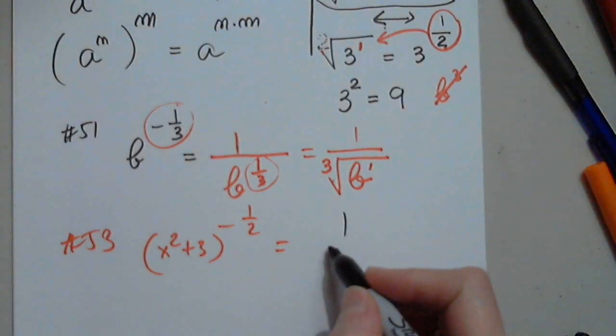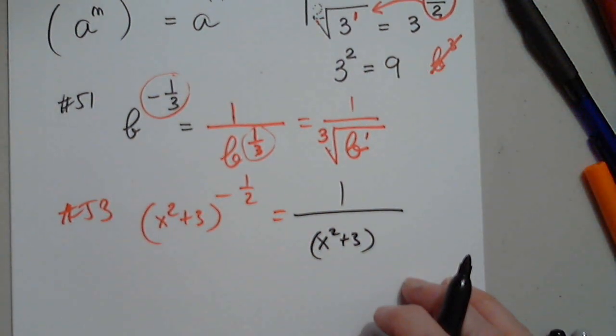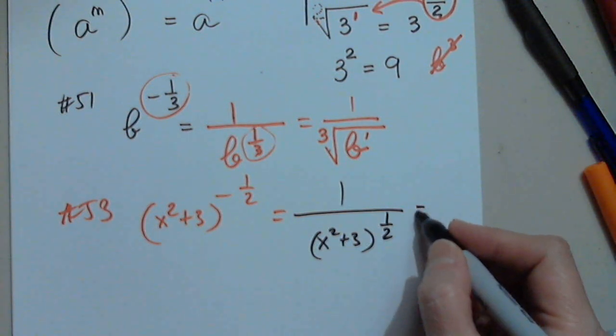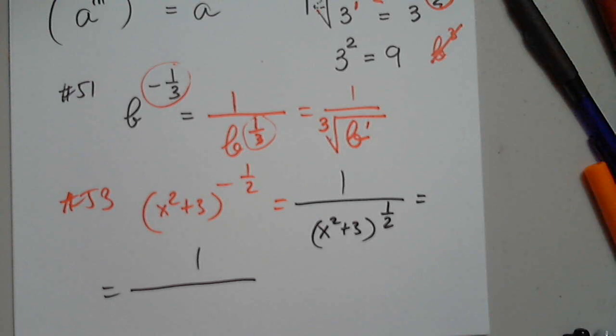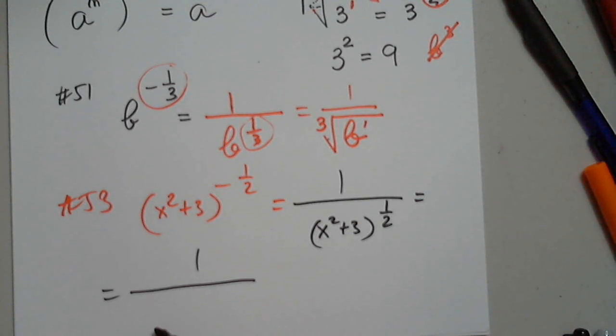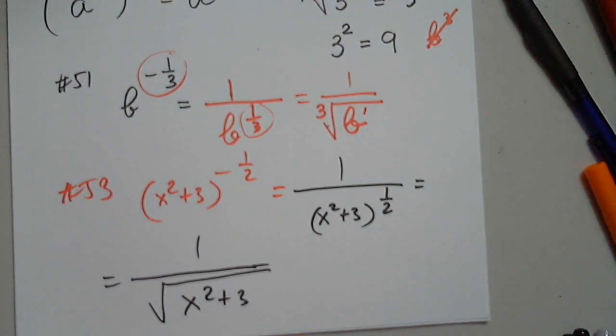1 over? Yes, indeed. The first thing is 1 over x squared plus 3 to which power? Awesome. To the half power? Yes, 1/2. Awesome. And now the final step. What radical is power 1/2? Is it just the square root of x squared plus 3? That's it. And please understand this cannot be further simplified. Awesome.